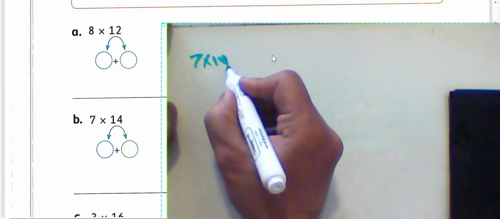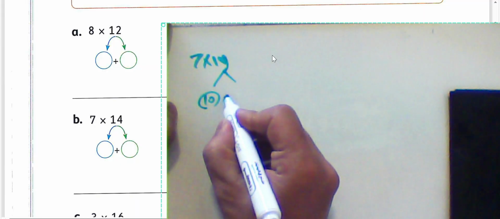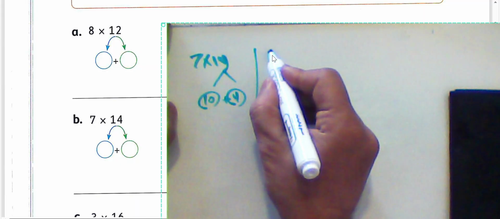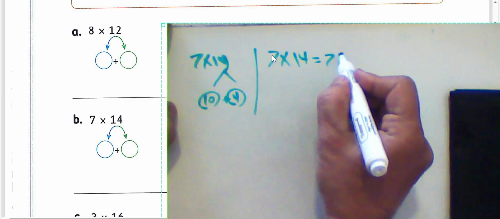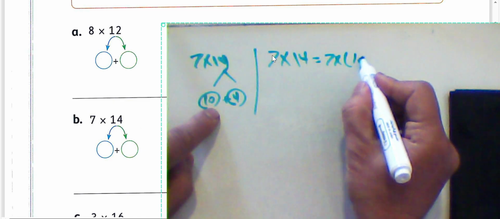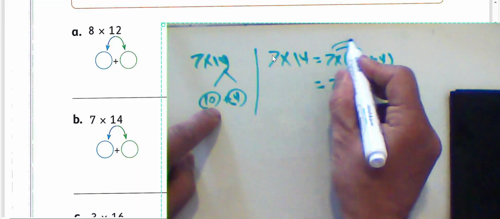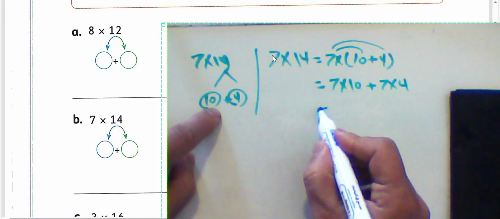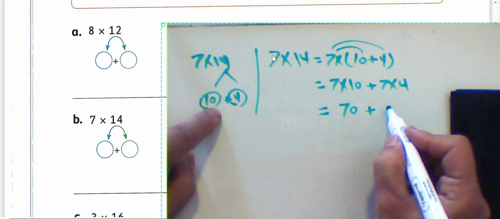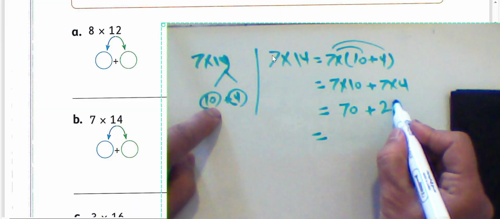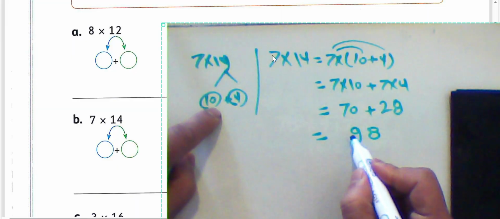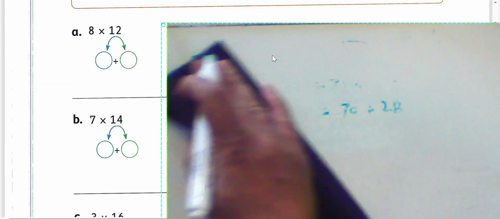7 times 14. 14 equals 10 plus 4. We have 7 times 10 and 7 times 4. 7 times 10 is 70 and 7 times 4 equals 28. You can collect: 8 plus 0 equals 8, 7 plus 2 equals 9. The result will be 98.